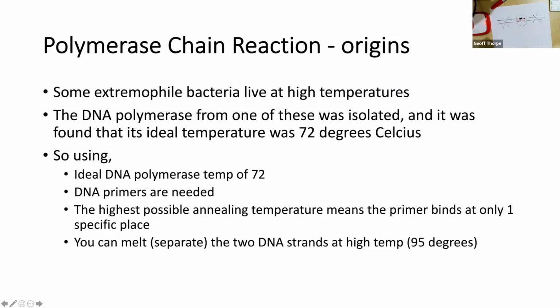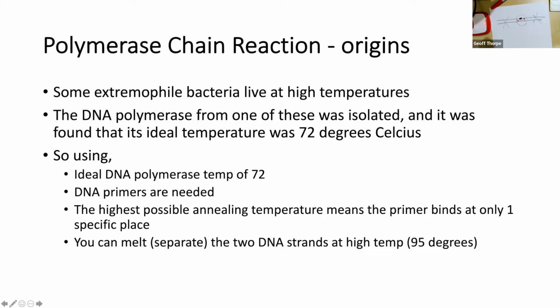So it all started by isolating the DNA polymerase enzyme from a bacteria that's very stable at high temperatures. It's a bacteria that might live in thermal vents or thermal pools where everything's very hot. And the optimum temperature for this DNA polymerase was 72 degrees. So the inventor of PCR put together a few things. This thing started it all off. We've got a DNA polymerase that will work happily at 72 degrees.